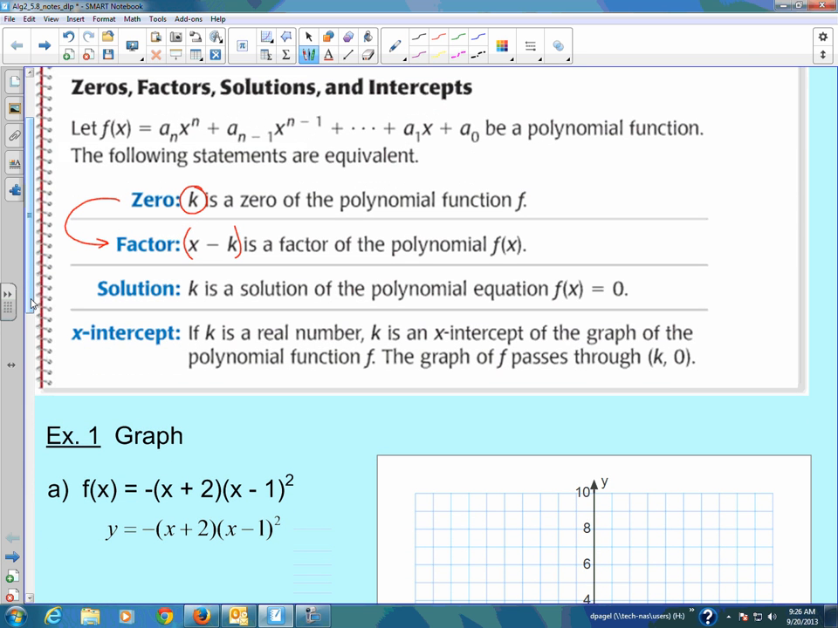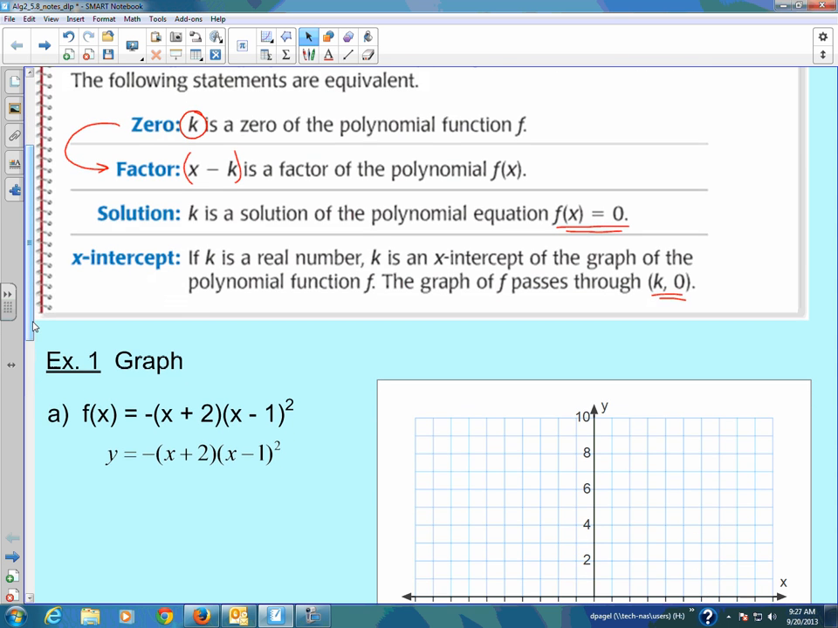Solutions, we have, again, the value of k, which is our zero, is a solution of the polynomial when f of x is equal to 0. So zeros and solutions are synonymous right there. And then x-intercepts, also referring to our value of k, where our y is equal to 0. These are the things that we're going to use for graphing, but all those are related. So that's where we've been, and now we're going to go ahead and do some graphing.